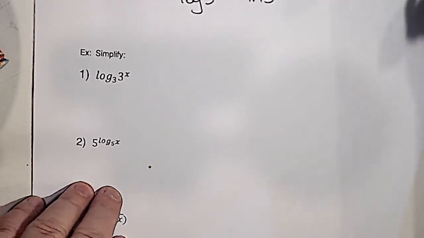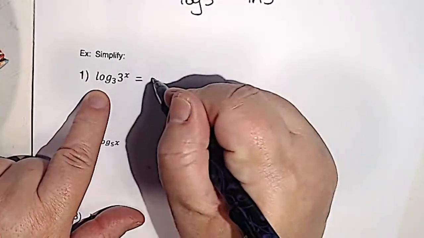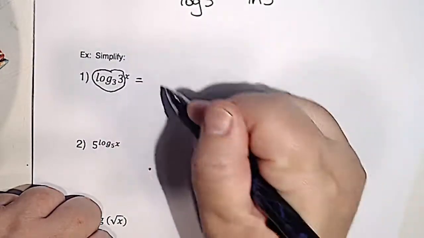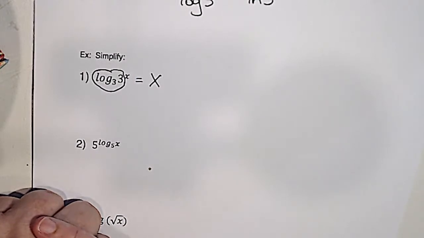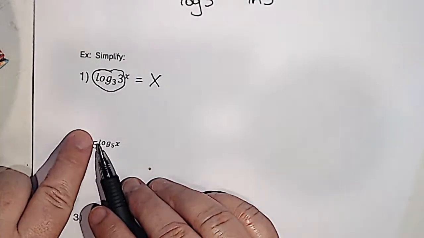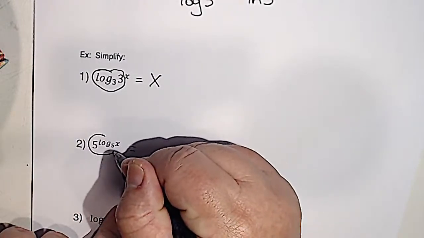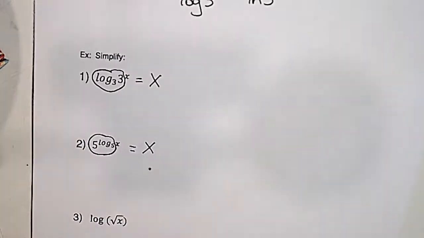Let's simplify. Log base 3 of 3 to the x. The log base 3 of 3 cancels itself out, and we get x. Okay. What about 5 raised to the log base 5 of x? That's also equal to x.